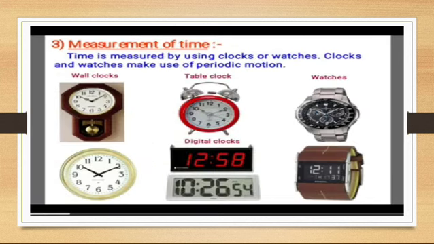Now, measurement of time, how we can measure it. Time is measured by using clocks or watches. Clocks and watches make use of periodic motion. Some are in the figure shown.